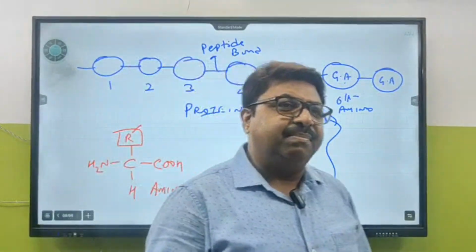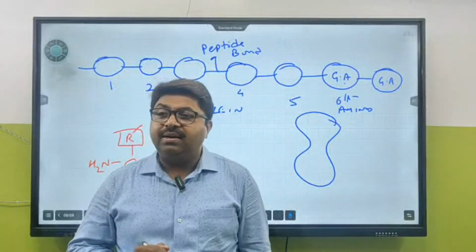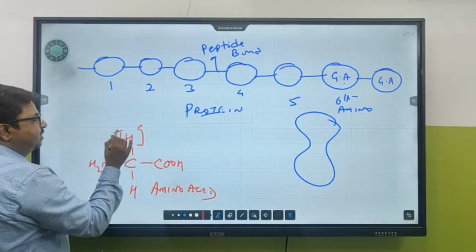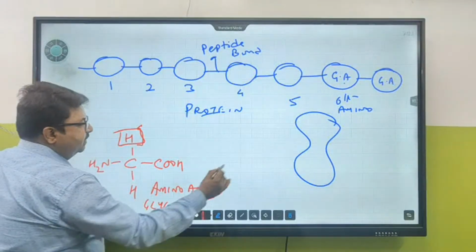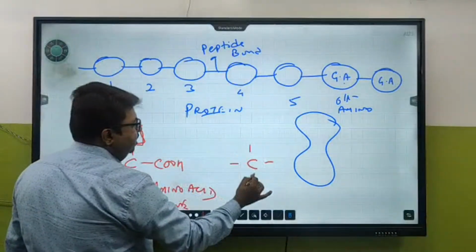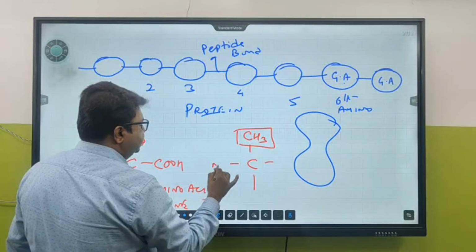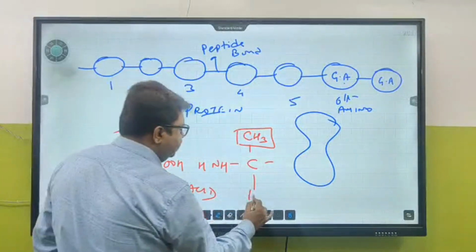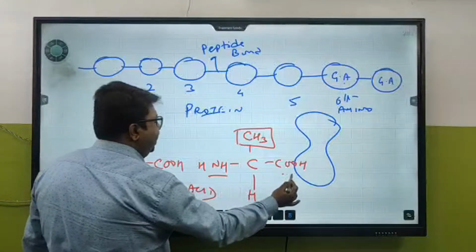If the R is replaced by hydrogen, we call this the simplest amino acid, glycine. Say there is another amino acid, and the R is replaced by methyl group CH3. And this is NH2, this is hydrogen and this is COOH. So an amino acid is having an amino group and a carboxylic group.